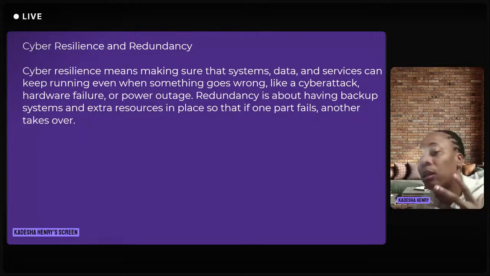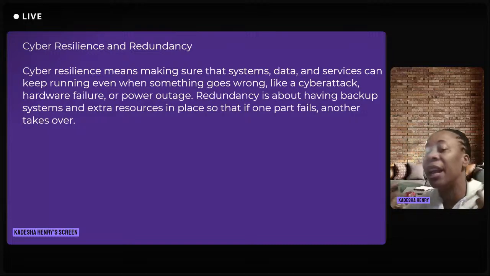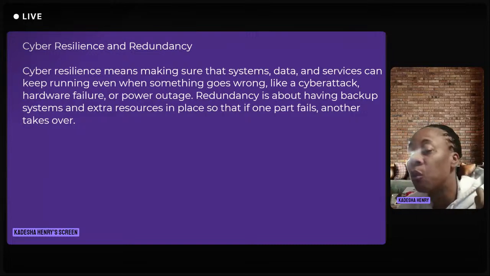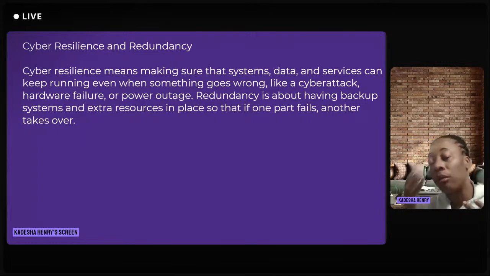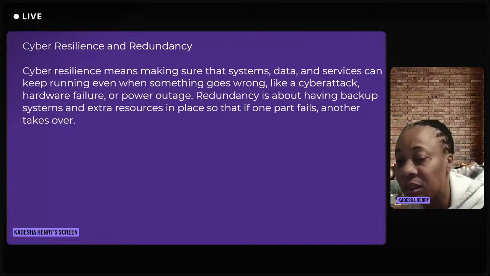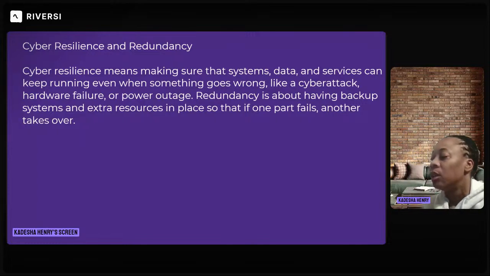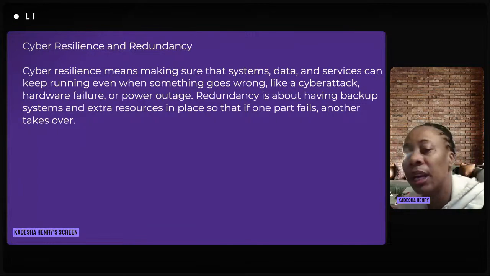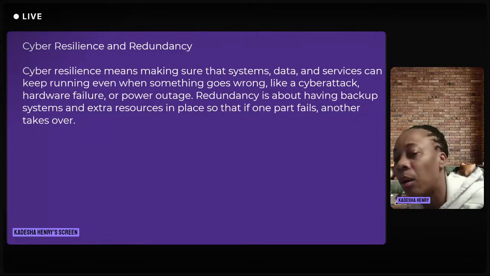So remember that when we talk about redundancy, we're talking about having backup systems, having extra resources in place, so if one system fails, the entire system doesn't go down, right? So that's what we mean, that you must be able to make sure that the system and service can keep running in the face of disaster, in the face of disruption. You must ensure that, because there are companies that lose millions of dollars because there is no backup, right?